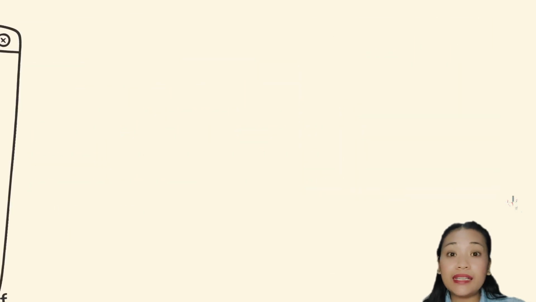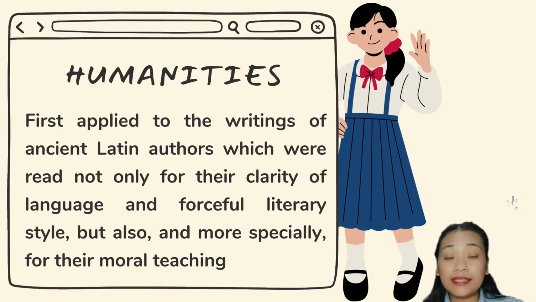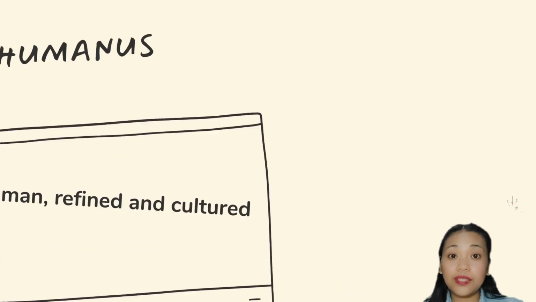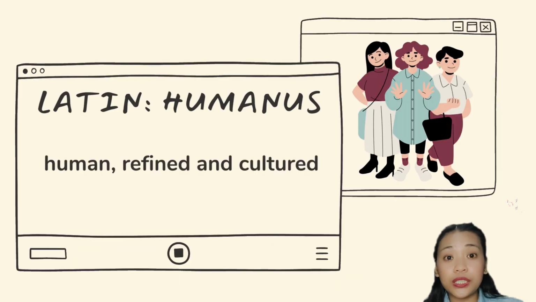Class, the term humanities was first applied to the writings of ancient Latin authors, which were read not only for their clarity of language and for forceful literary style, but also and more especially for their moral teaching. The term is derived from the Latin word humanus, meaning human, refined, and cultured. Humanus, class, is a man who is educated, practices appropriate conduct, embraces his culture, and respects the world.